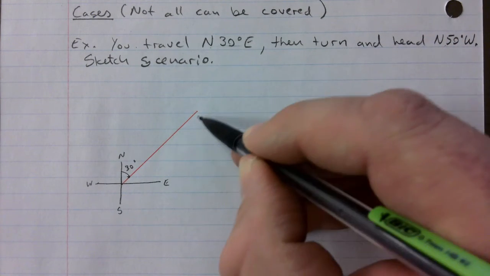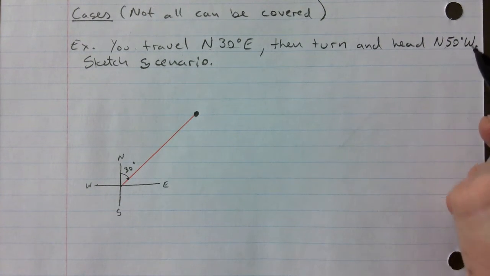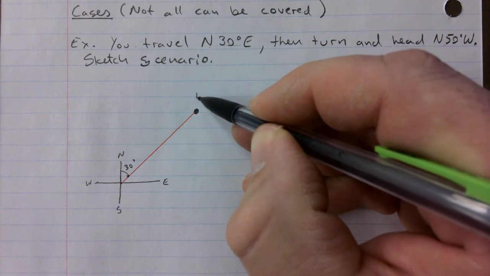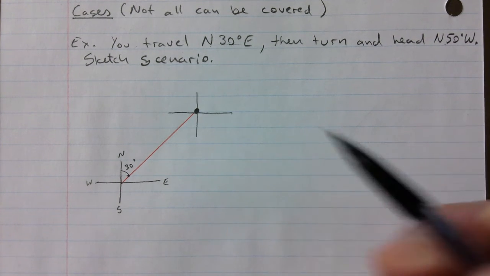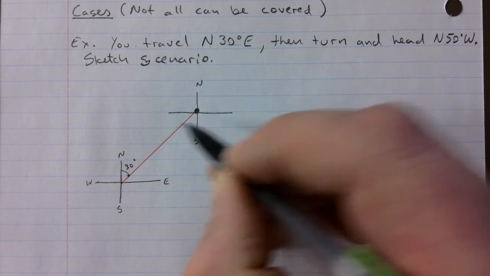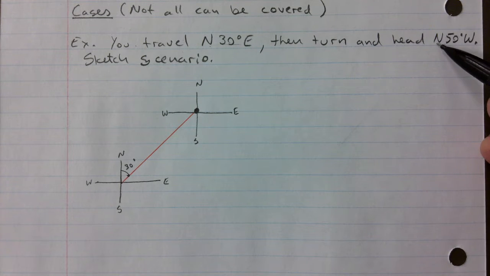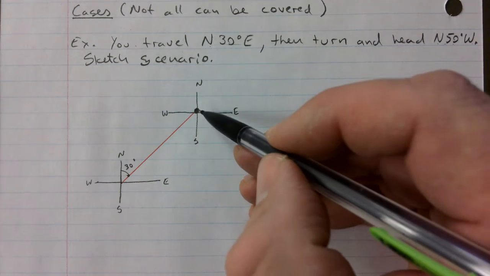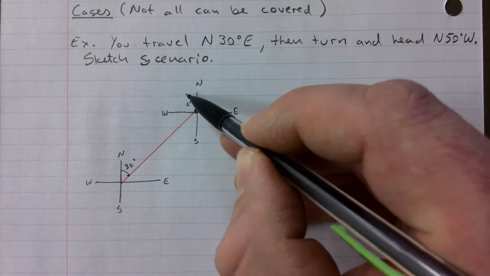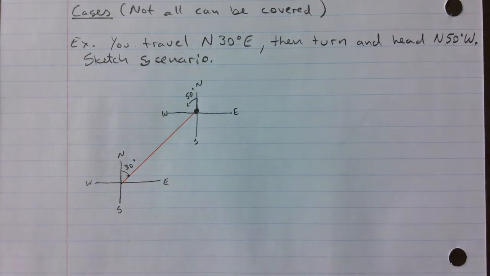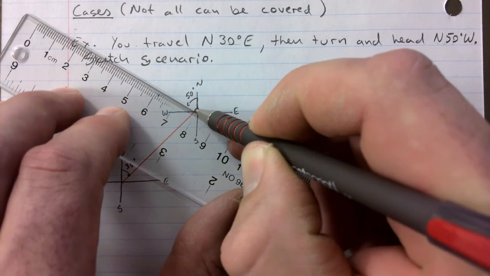And at some point here, we're going to say, okay, we're stopping. And then it says we're turning in another compass direction. So right there, you make another compass rose, north, south, west, and east, right? And it's saying that we're going to go north 50 degrees west. So we start going north, we turn 50 degrees, and then we travel in that direction.